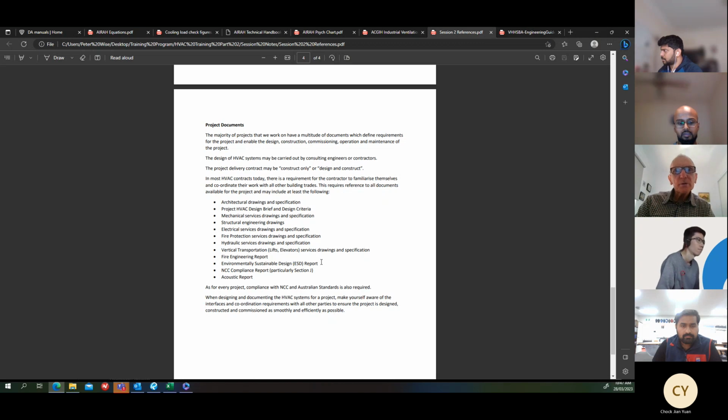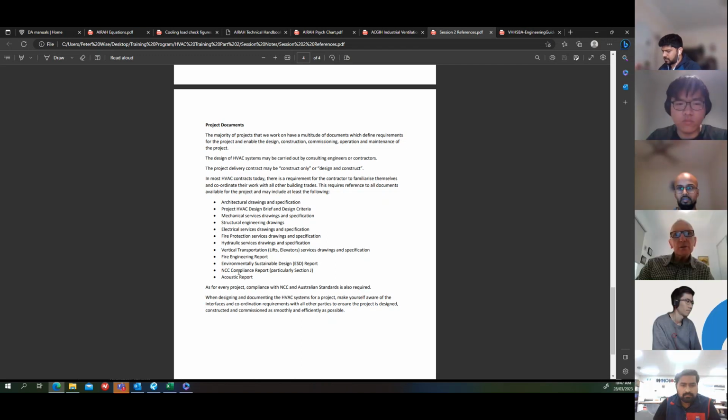Environmentally sustainable design report. There could be things in there that you need to comply with. NCC compliance report, Section J, well, you have to comply with Section J anyway. And the acoustic report, which I mentioned earlier, which might talk about noise levels in certain areas. Well, it will talk about required noise levels in different areas. It may go so far as giving you some guidelines on velocities for ductwork.